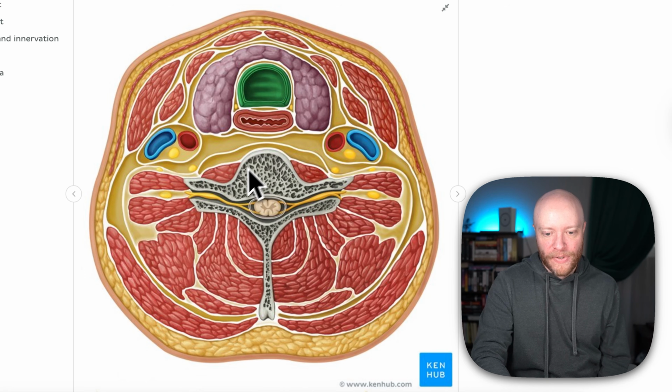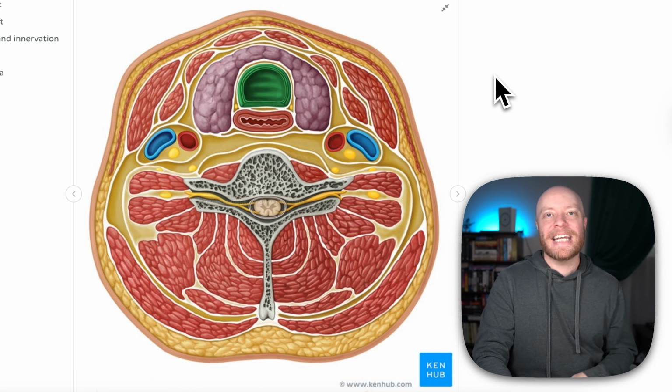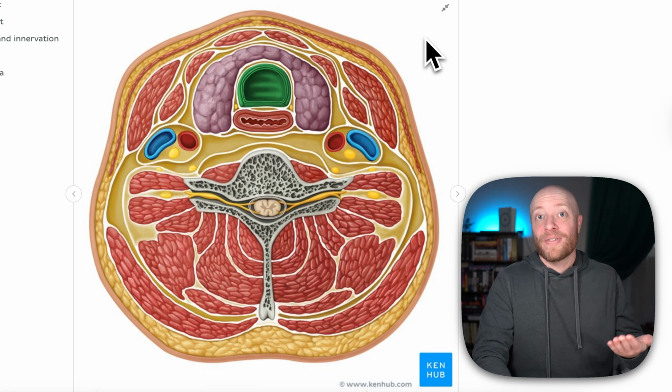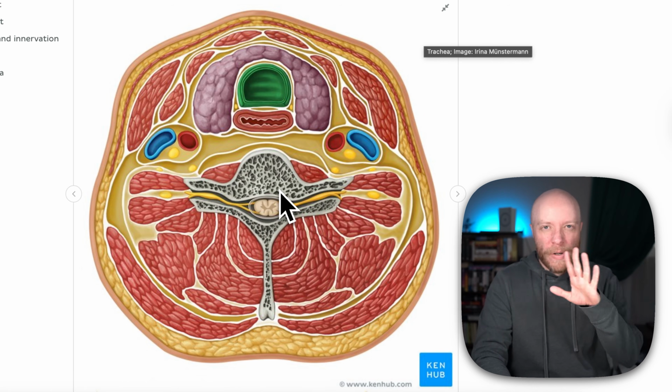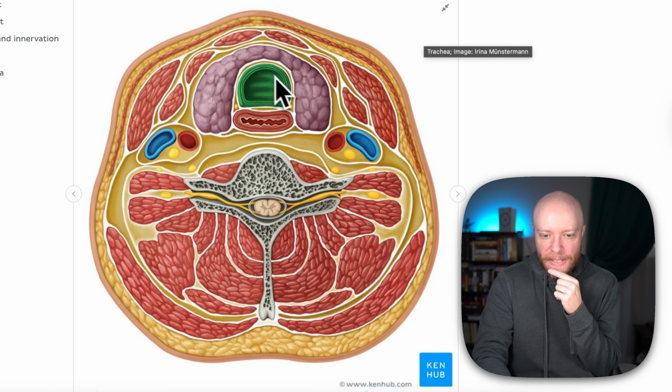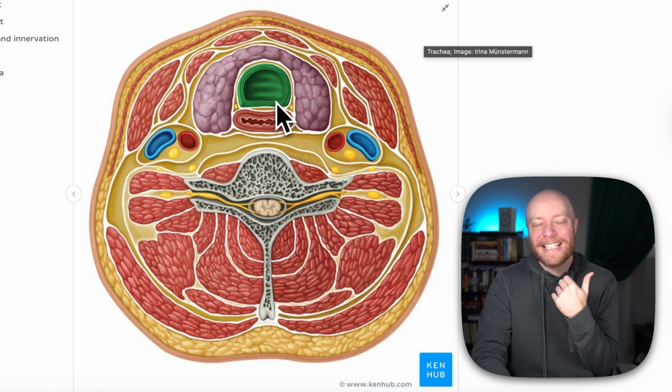And we can tell that because you can look at this vertebra here, and it just has that characteristic cervical look to it. You can see the spinal cord, spinal nerves, all that, but we're not focused on that. Our focus is going to be right here. You see this? Highlighted in green, this is the trachea. And I want you to take note of its shape.